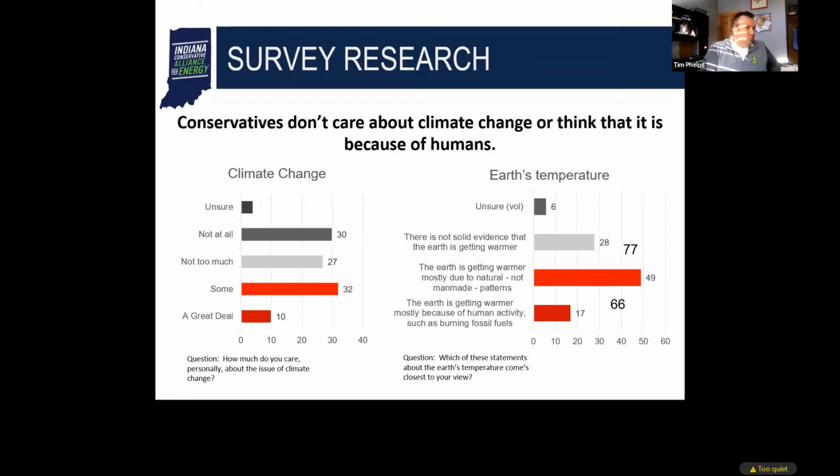Let's look at the numbers. How much do you care personally about the issue of climate change? A great deal, just 10%. Only 42% care some or a great deal about climate change. Not much or not at all is a clear majority at 57%. But here's the more important piece. Regarding Earth's temperature, which comes closest to your view? Earth is getting warmer mostly because of human activity like burning fossil fuels is just 17%. Earth is getting warmer mostly due to natural, not man-made patterns is the plurality at 49%. And there's not solid evidence the Earth is getting warmer, 28%. So here's a big challenge for us.